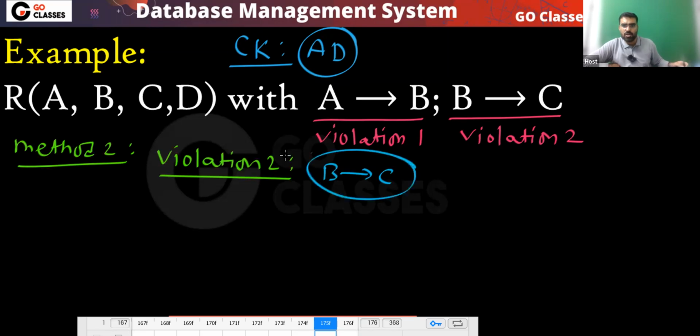Okay, so this is your violation 2. Now you take this, then what you will do? You will find B plus. B plus will be BC. This is what you will do. You will find B plus. Now this will become your R1.